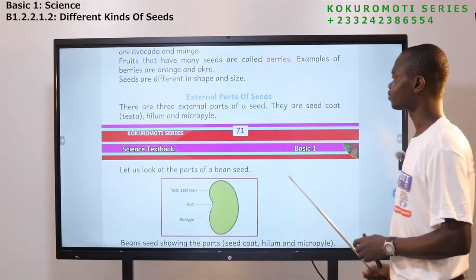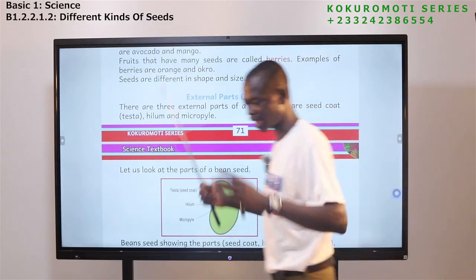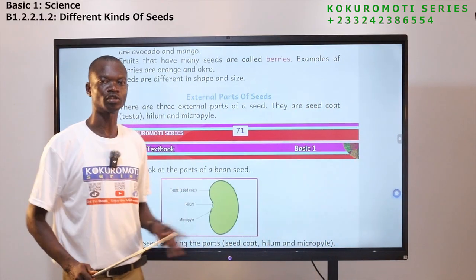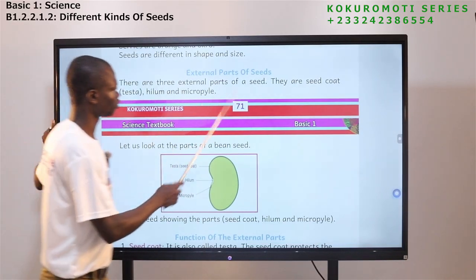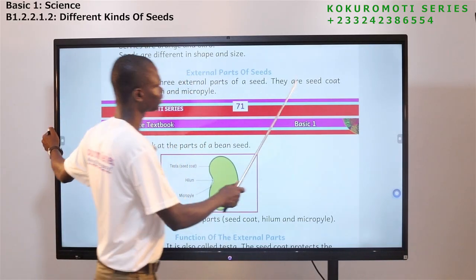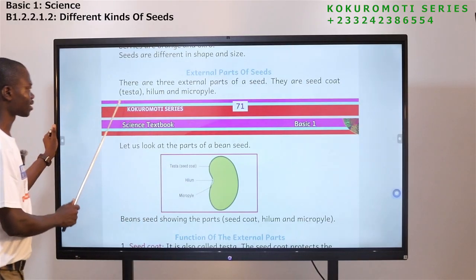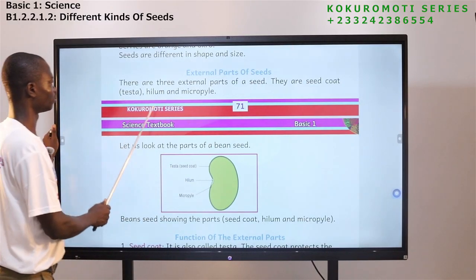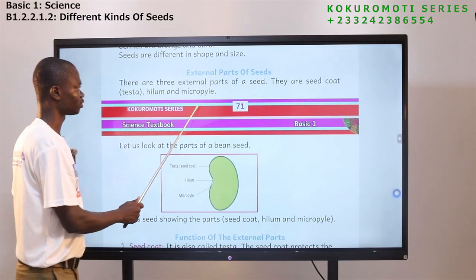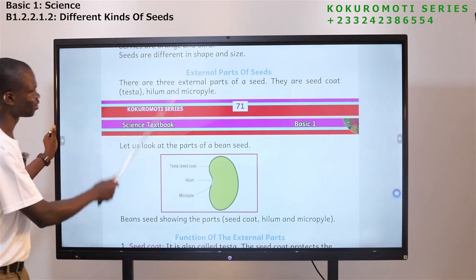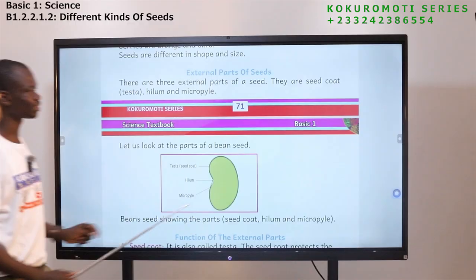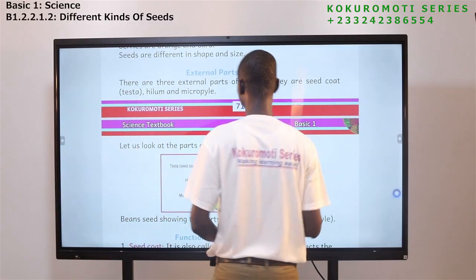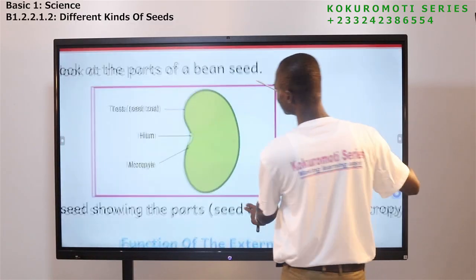External part of seeds. So we are going to look at parts of a seed. Now, there are three external parts of a seed. They are the seed coat, that is the tester, the hilum, and the micropyle. Micropyle, hilum, tester. The tester is the same as the seed coat. Okay, so let's look at a picture of a seed.